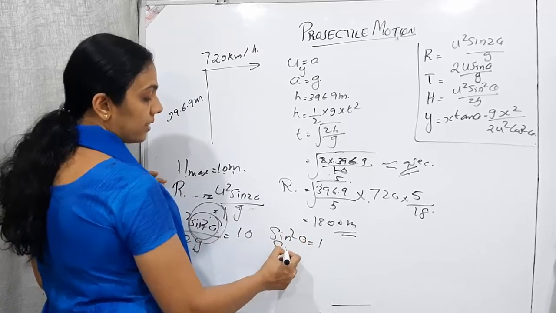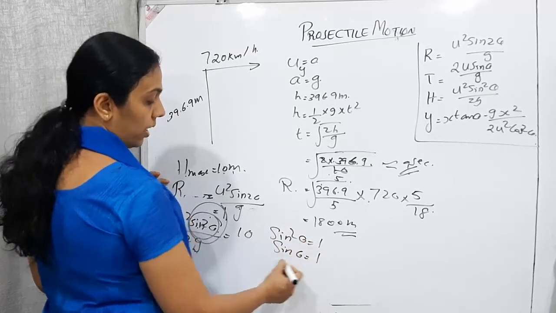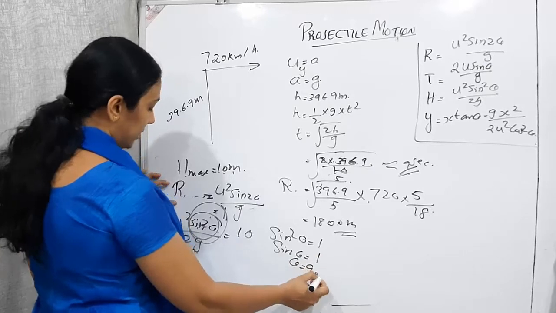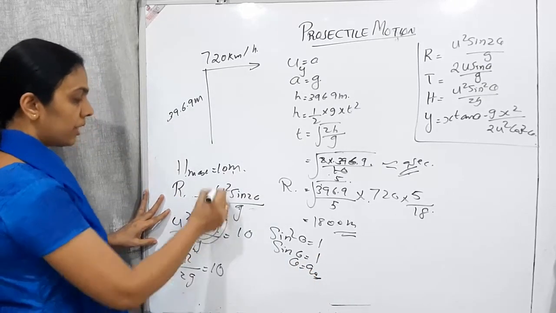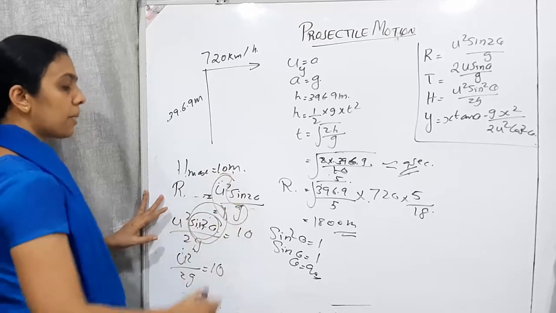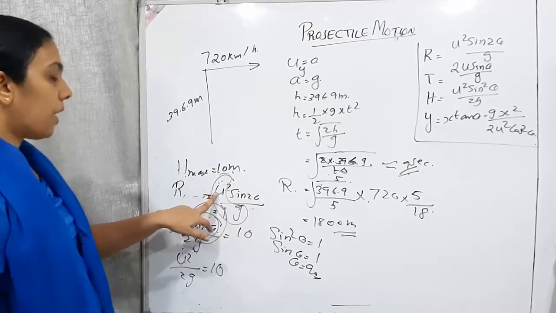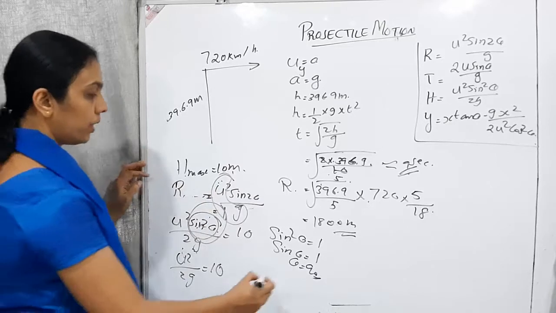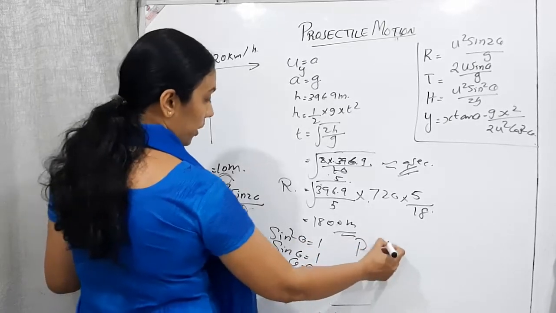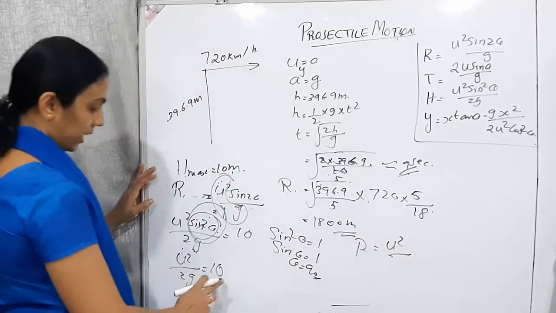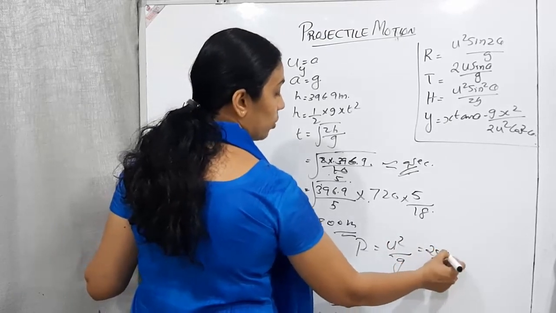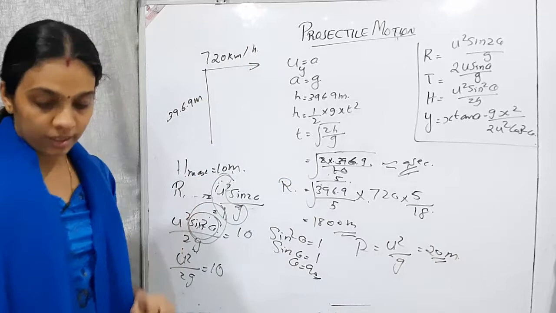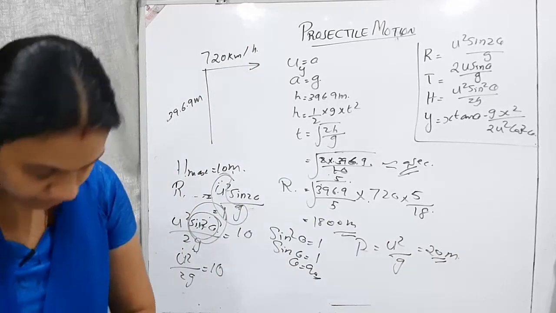That is, sine theta will be equal to 1. Theta will be equal to 90 degrees. So U square by 2g is equal to 10. Here we know U square by g is the maximum value, right? So our maximum value will be U square by 2g, we got it as 10. Then what will be U square by g? It will be equal to 20 meter. Clear? So the answer is 20 meter.